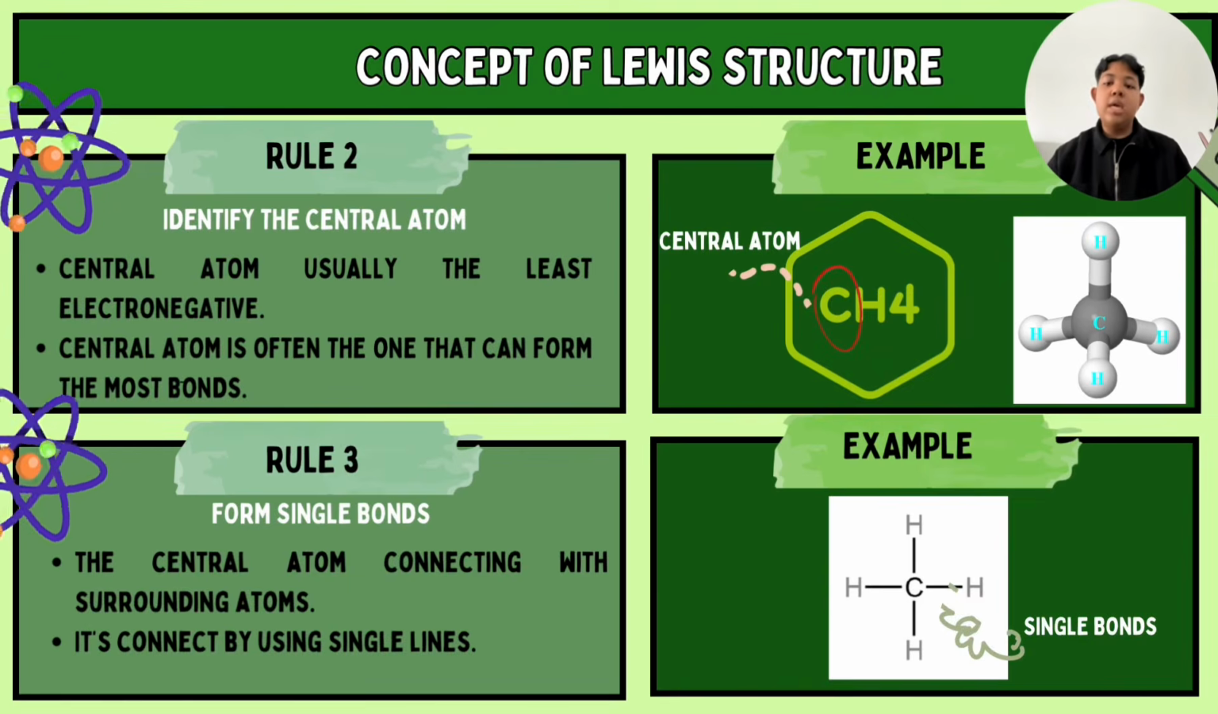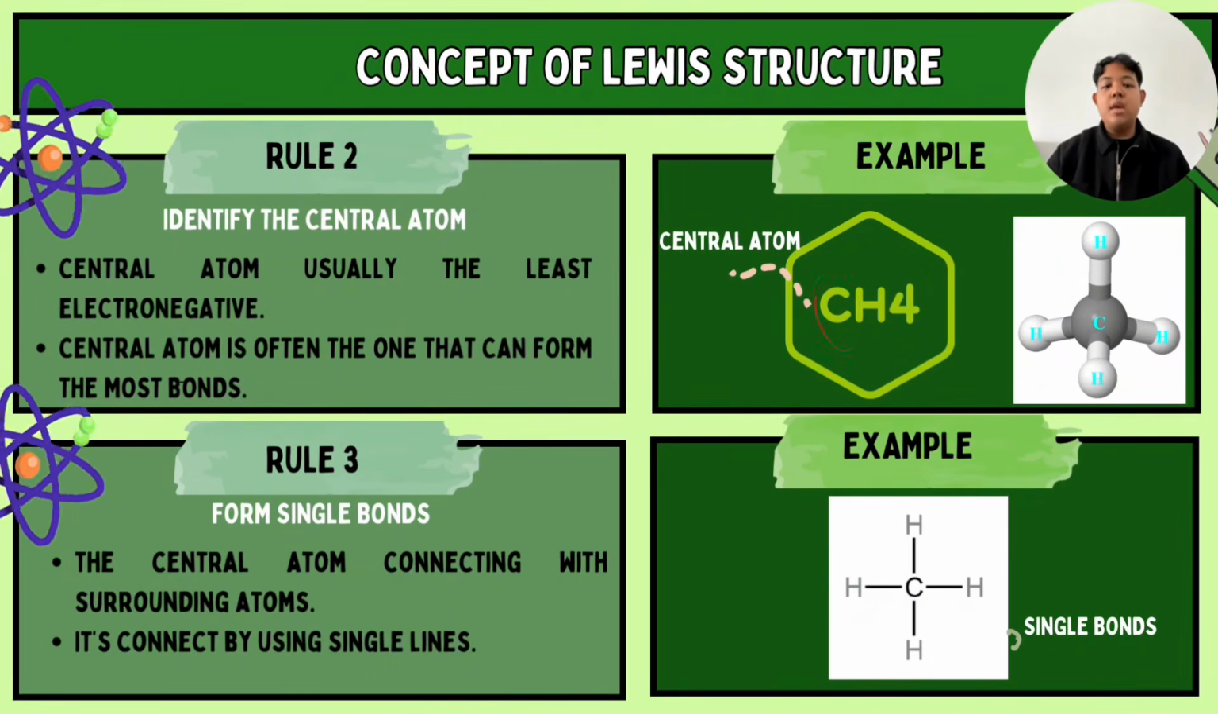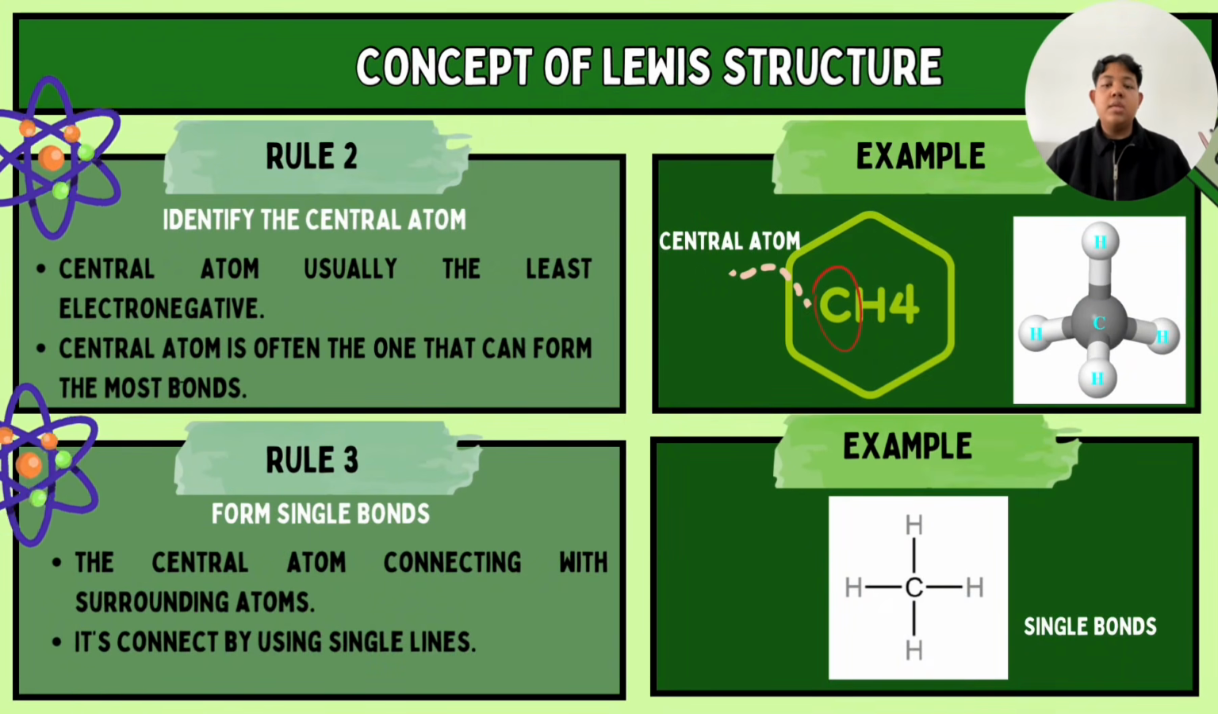For example here, in methane, CH4, carbon is chosen as the central atom because it can form four stable bonds with hydrogen atoms.